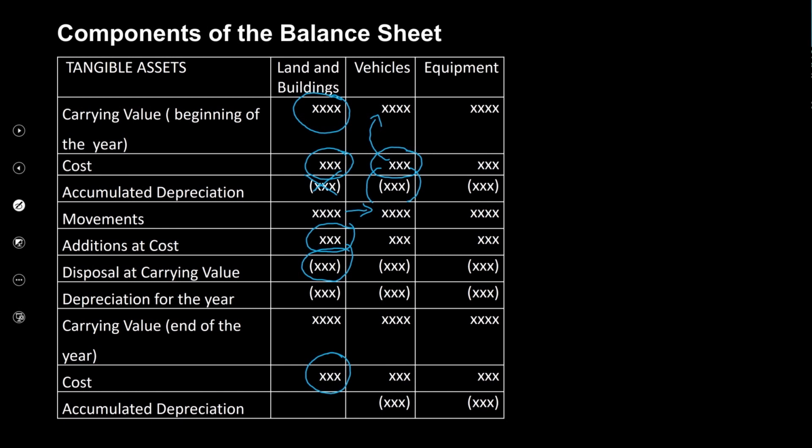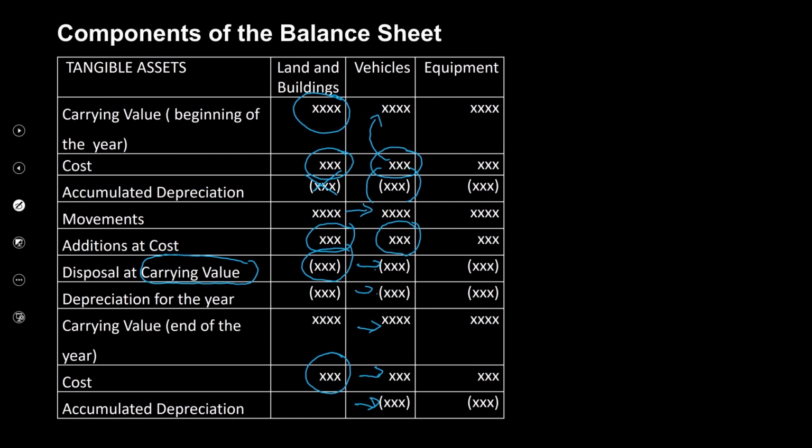You could have additions at cost, purchase of more vehicles. You could have disposals. Very, very important. It's disposals at carrying value. Okay? Then you have your depreciation for the year. Notice all of these are in brackets. And then you work out the end of the year figures. Your cost price at the end of the year, less your accumulated depreciation at the end of the year, will give you your carrying value at the end of the year.